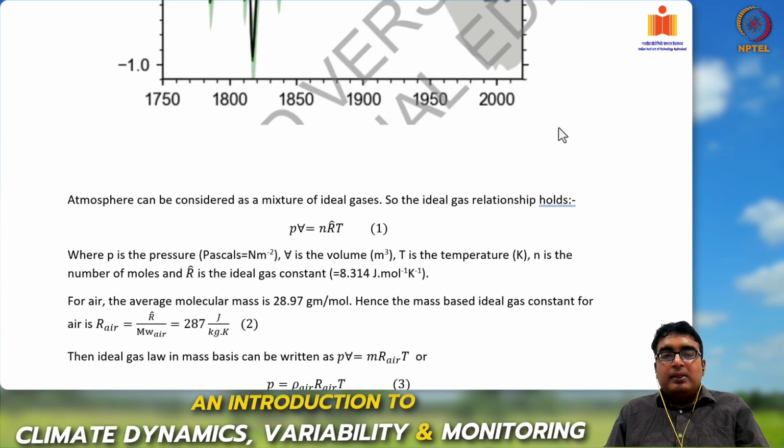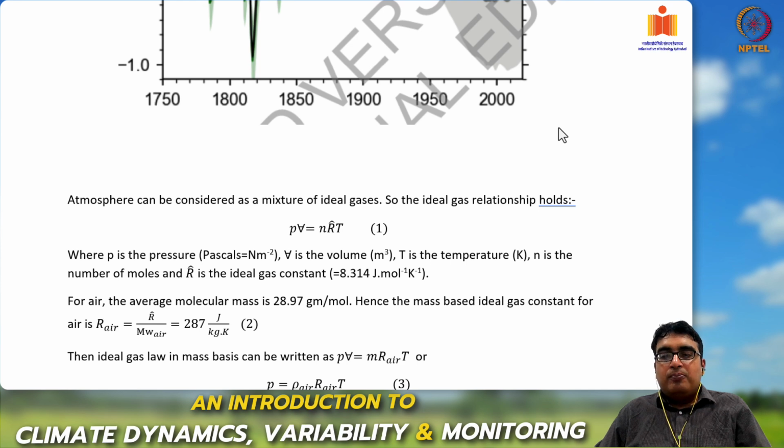So here, the idea is that the atmosphere is a composition of multiple gases, correct? So it's a mixture. And for the level of work that we are doing, we can assume this mixture to be a mixture of ideal gases. Now, what are ideal gases?